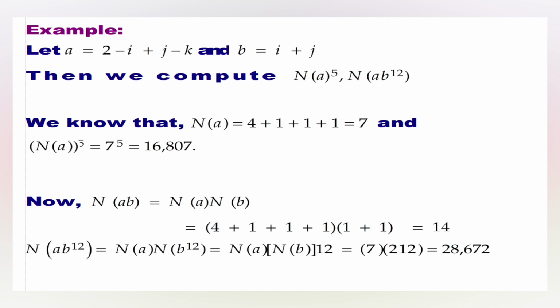Now, we find N of (ab) power 12 is equal to N of a into N of b, the whole power 12, is equal to 7 into 2 power 12, which is equal to 28,672.